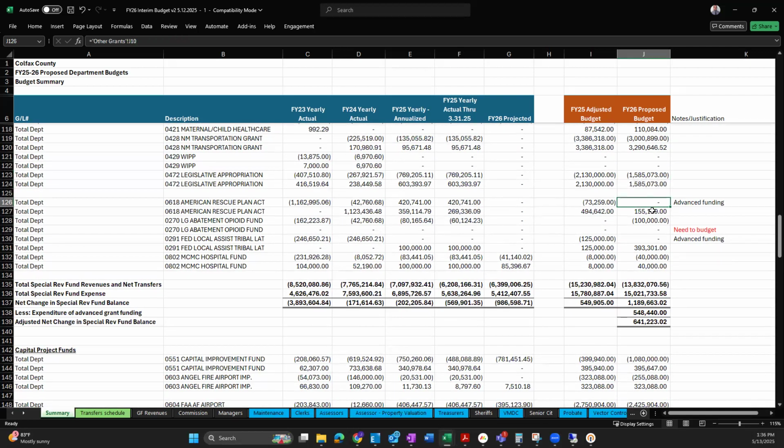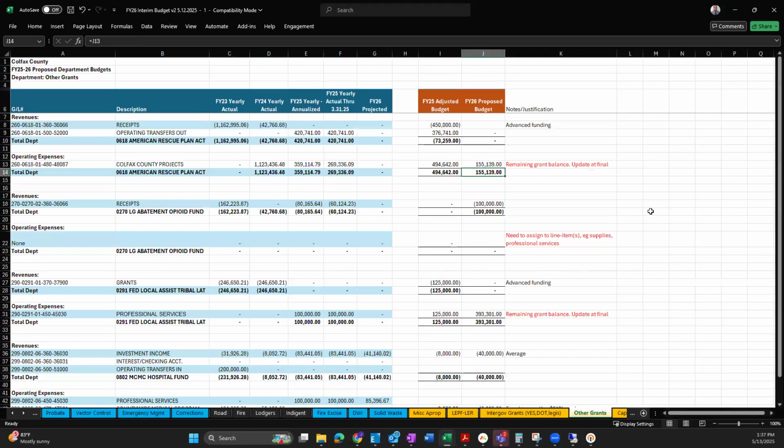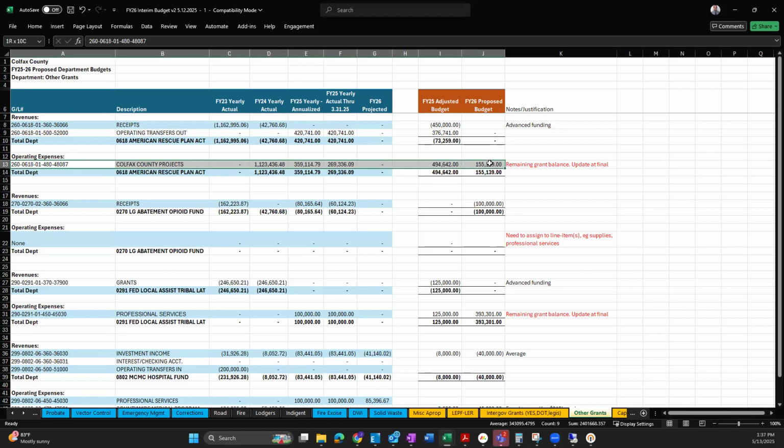And ARPA has a remaining fund balance of 155,000. There's only one line item for the expense on that, so I just budgeted the remaining amount.